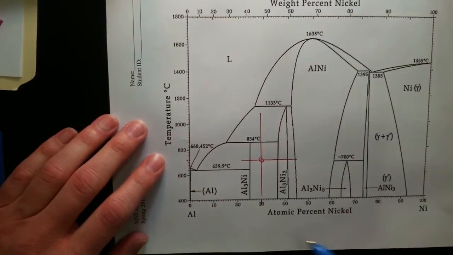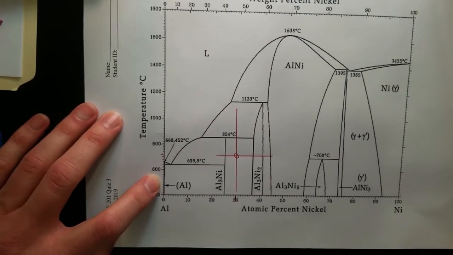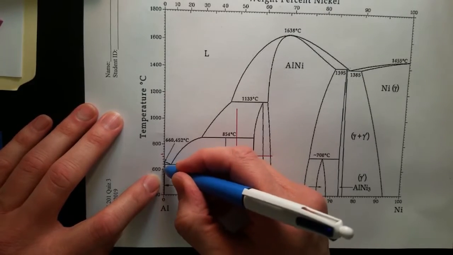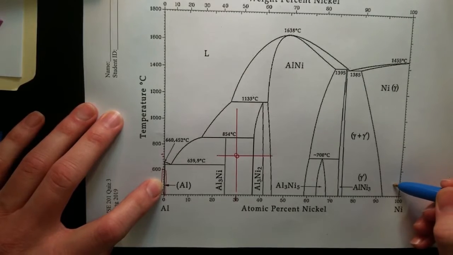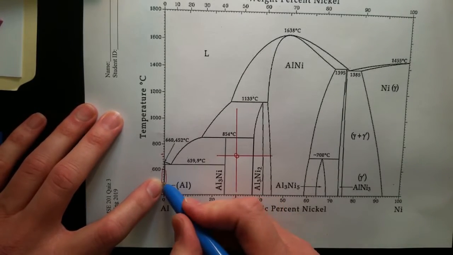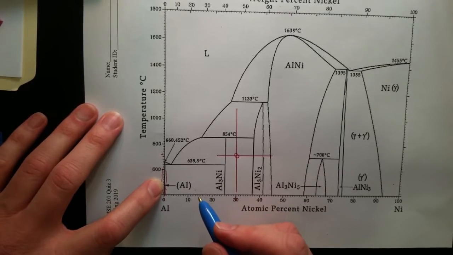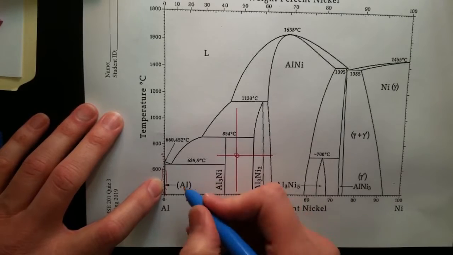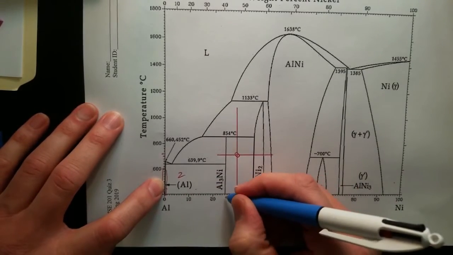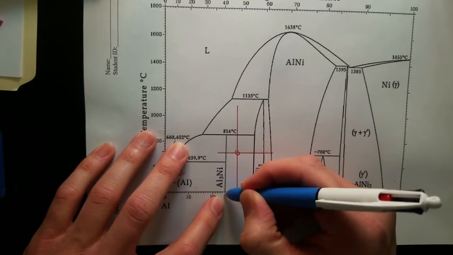Identifying the phases. We know, reading a phase diagram, that on the far left and on the far right, we have single phase regions. So this is a single phase aluminum. This is single phase nickel. So if you have a single phase region, then the next region has to be a two phase region, because you can't have two single phase regions in contact with each other. So that must be a two phase region, which then we have a single phase region, and that is going to be a line compound.